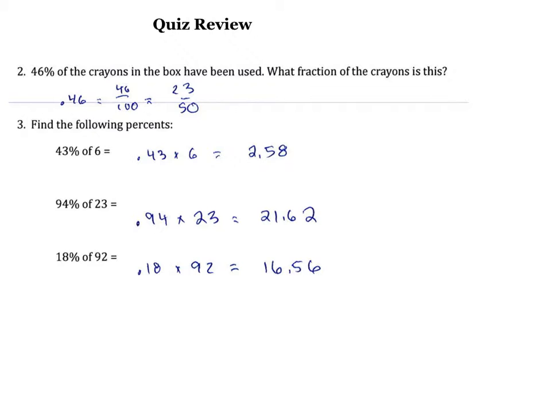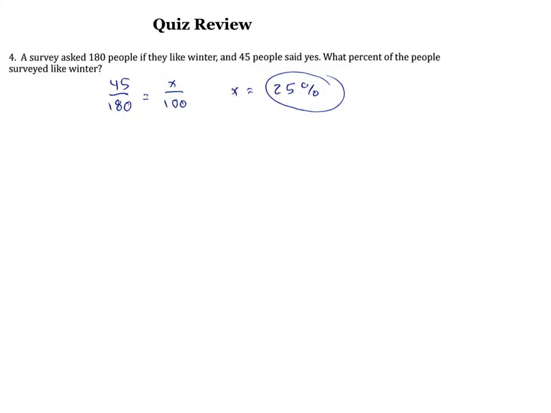It says 94%. Remember, 94% equals 94 over 100. We want to set that equivalent to, what is 94% of 23? So we're going to do 94 over 100 equals x over 23. And when we cross multiply to solve, you'll get 21.62. And again, the next one equates to 16.56.